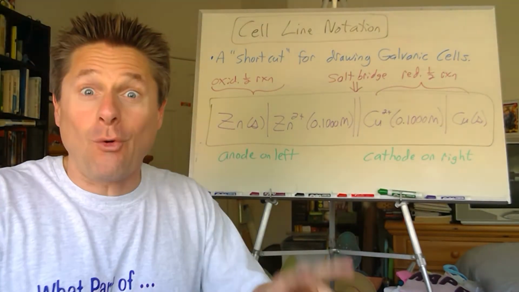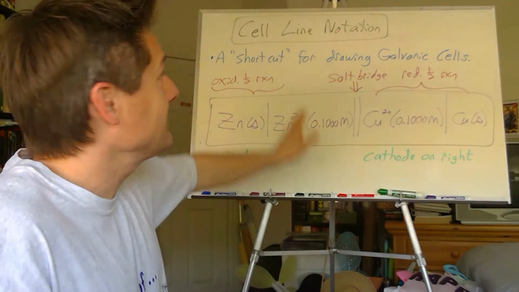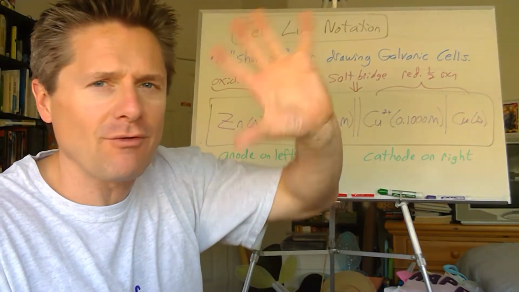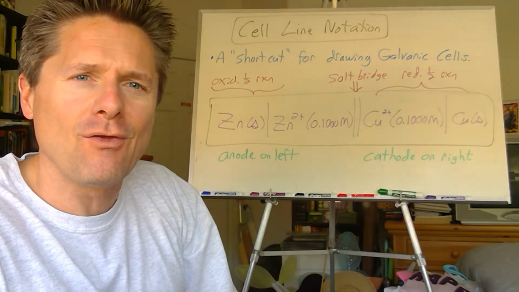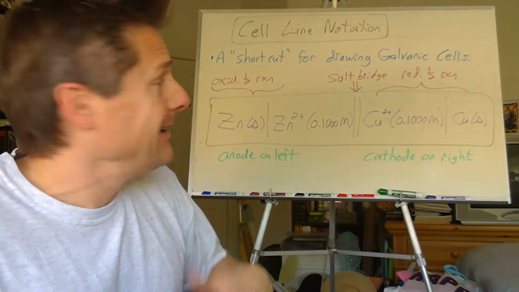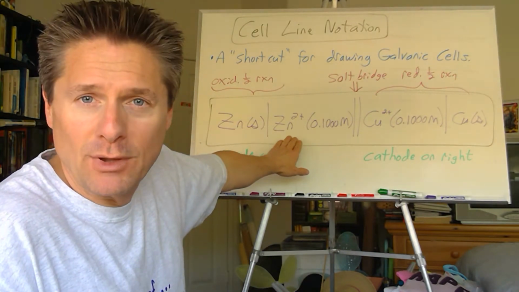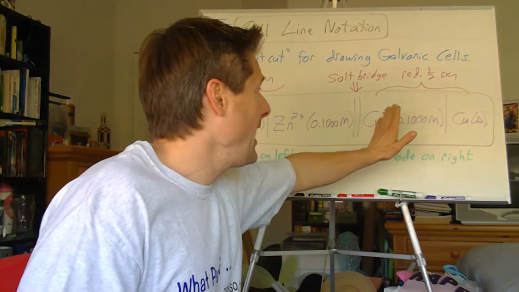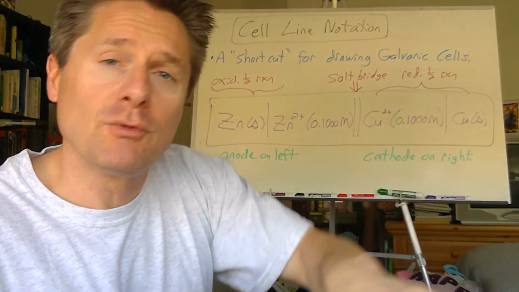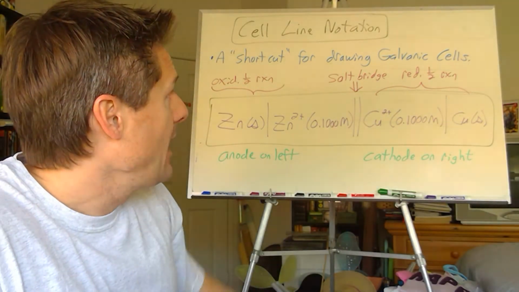All right, here's your shortcut, which is kind of nice. Cell line notation. Some people call them cell diagrams. Again, just a shortcut for drawing those gigantic galvanic cells and all these overall equations and whatnot. So we've got our two half reactions, right? In this case, we have the zinc going to zinc plus 2, giving off 2 electrons. And then we have the reduction half reaction with the copper 2 ions picking up 2 electrons and becoming copper solid. And we could represent that.